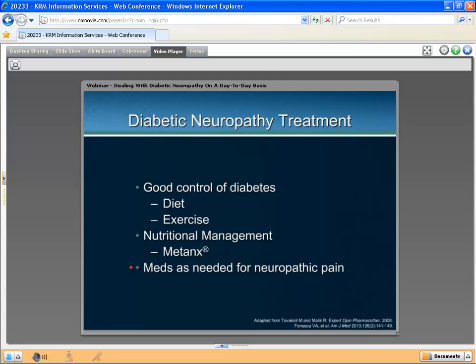In summary, I'd like to reinforce the fact that it's very important to try to diagnose diabetic neuropathy as early as possible to prevent the complications, and it is always paramount to remember that good control of diabetes is the most important feature of treating diabetic neuropathy, and the good control of diabetes consists of proper diet and proper exercise. We also have nutritional options to treat diabetic neuropathy. And I thank you for your attention.